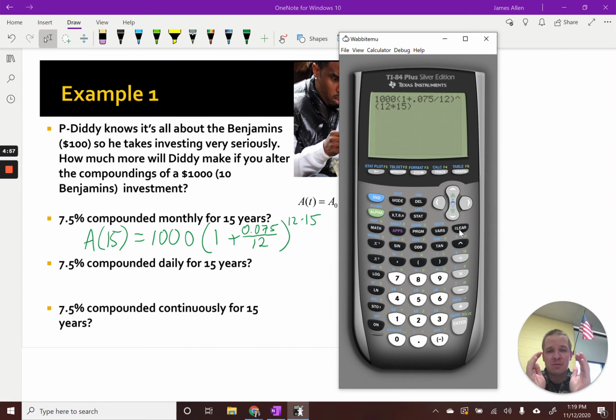So I have to put parentheses around that 12 times 15. Otherwise, it will raise it to the 12th, then multiply everything by 15. Okay, sorry, 12 times 15, not 5. So otherwise, we got it all good here.